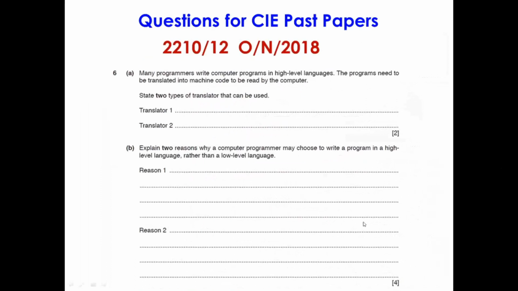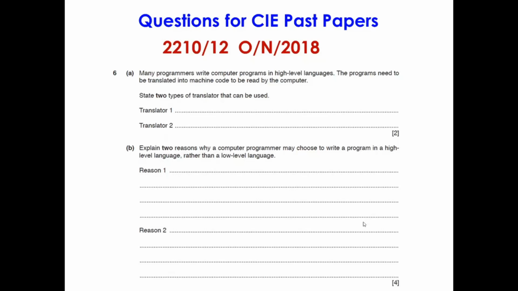So this is a question from October-November 2018, paper 1. Many programmers write computer programs in high-level languages. The program needs to be translated into machine code to be read by the computer. As you know, high-level language means you write the program in English language. This is not computer language, so the computer will not understand it. In order for the computer to understand, you need a translator program. There are two types of translators that can be used. Translator 1, translator 2. You have to only write the name.